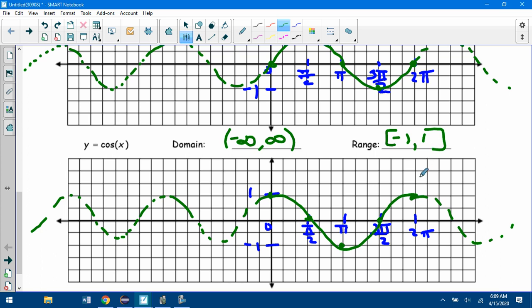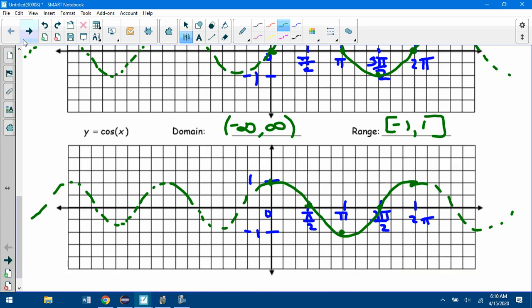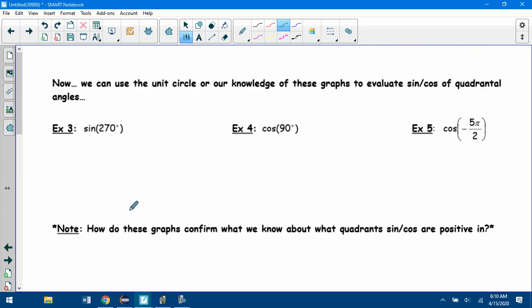Okay, so those are the graphs, and you're going to need to memorize what these look like. Okay, next page. Now I want to show you how this connects to stuff you already know. So now we can use the unit circle or these graphs to evaluate quadrantal angles.